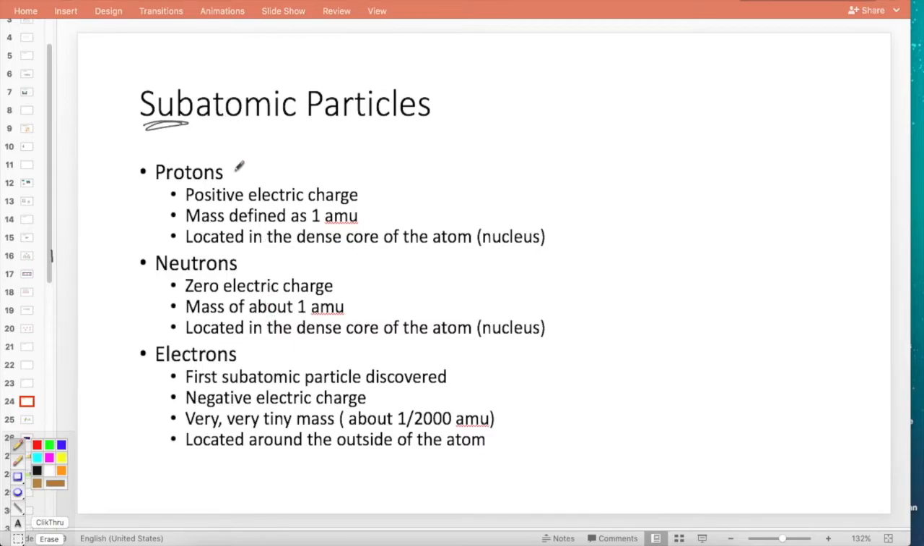Protons, sometimes we call them P+, because they have a positive electric charge. So they're positively charged. That's one of the most important properties about them. Where does that electric charge come from? What is it? I'm not able to answer that, actually. It's just a property that protons have for some reason. The mass of a proton is defined as 1 AMU. This is a new unit for mass that we're using, and it stands for atomic mass unit.